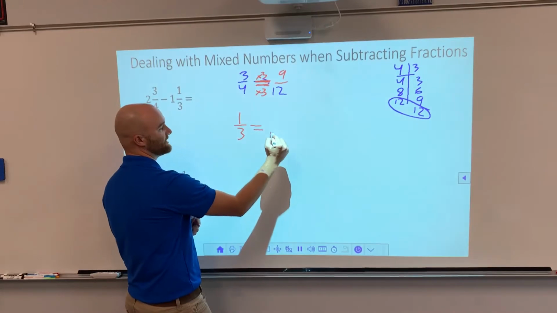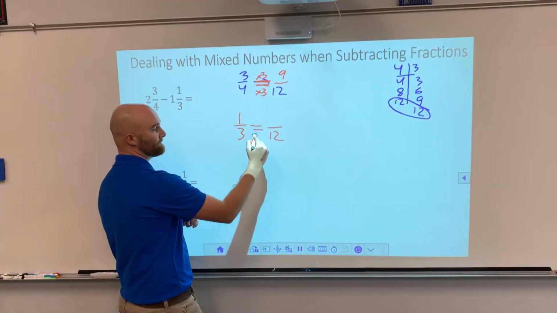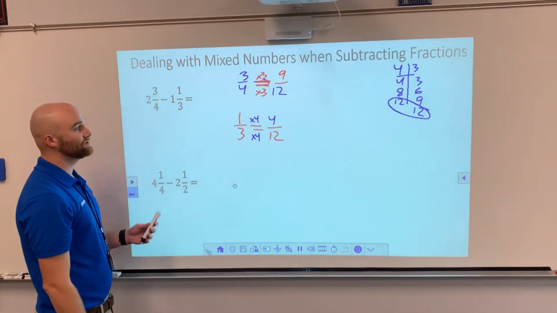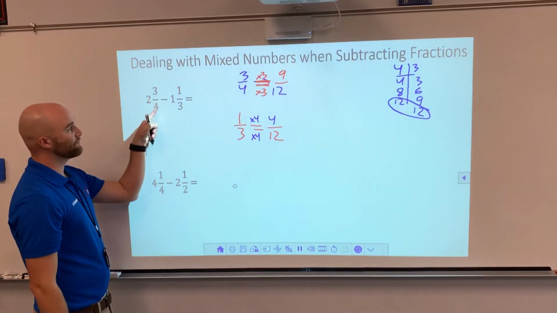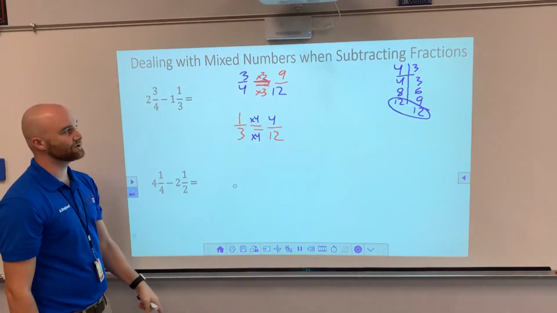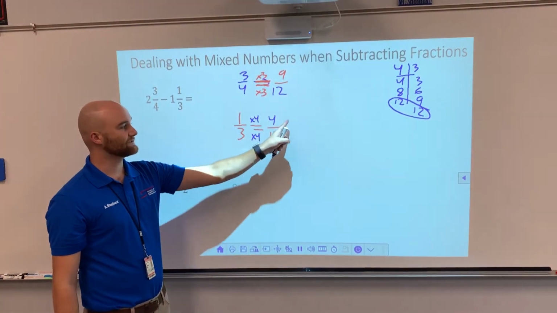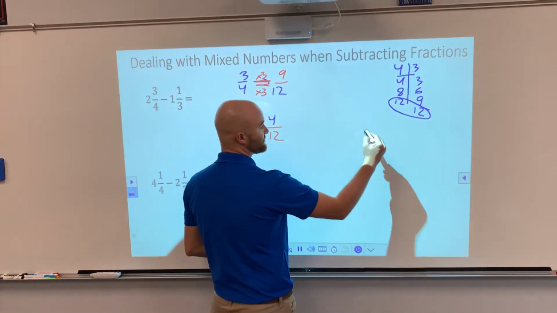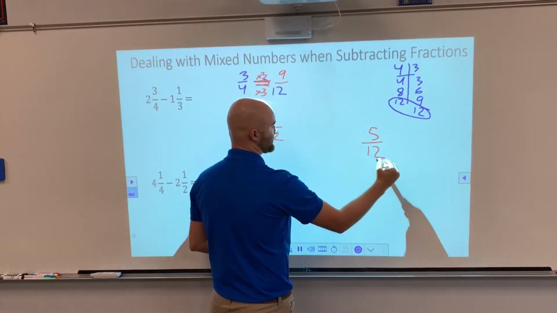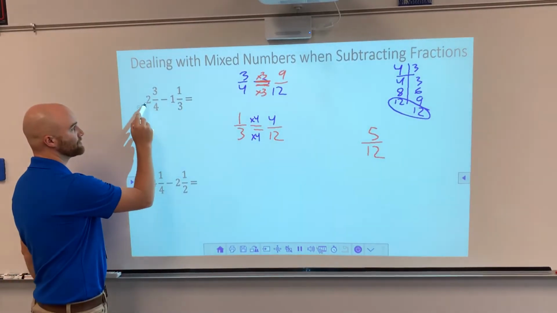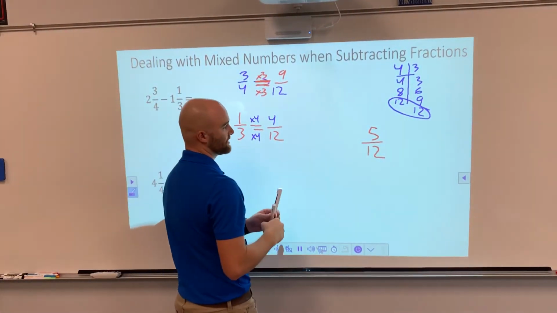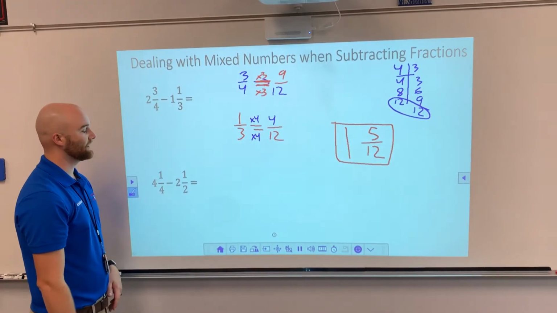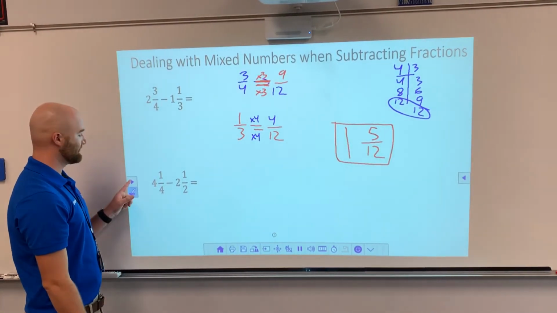I'm going to do the same thing with my 1/3. 1/3 is how many 12s? I did times 4 on the bottom, so I'll have to do times 4 on the top. It gives me 4 12s. Now I can do my subtraction. Instead of doing 3/4 minus 1/3, I'm going to do 9 12s minus 4 12s. Well, 9 12s minus 4 12s gives us 5 12s. Now I can do the wholes. 2 minus 1 gives us 1. So our answer is 1 and 5 12s. Okay?